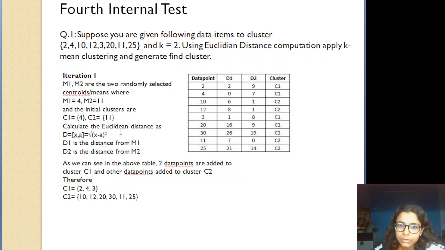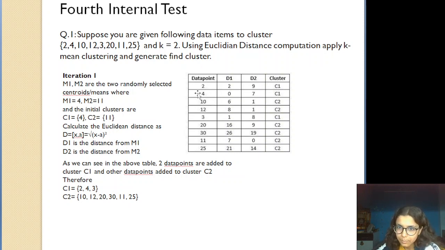Now the Euclidean distance D is equal to the root of (x minus A) squared. D1 is the distance from M1 and D2 is the distance from M2. As we can see in the table, one data point is added to cluster 1 and the other data points are added to cluster 2. How are we getting cluster 1 and cluster 2? Here D1 is the distance from M1.